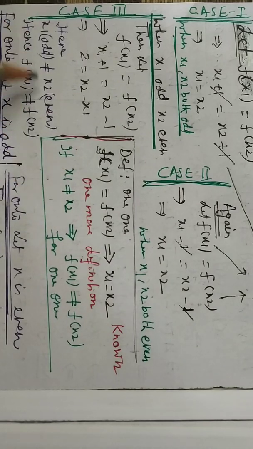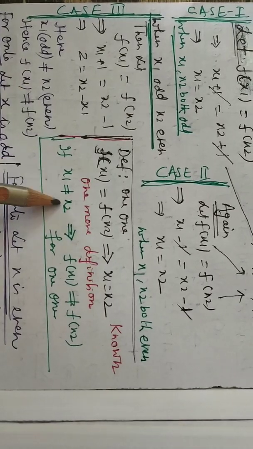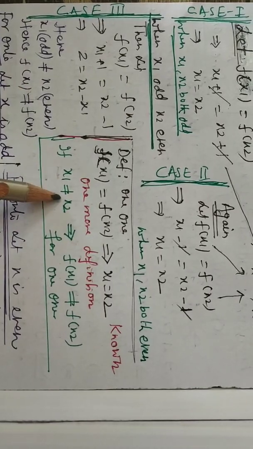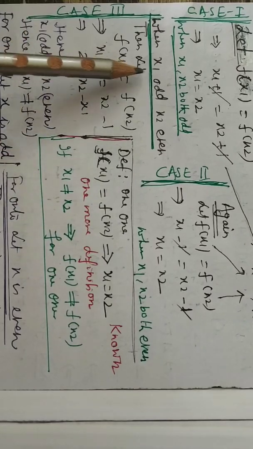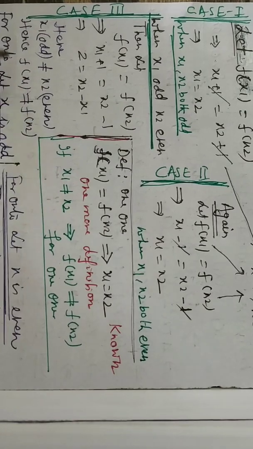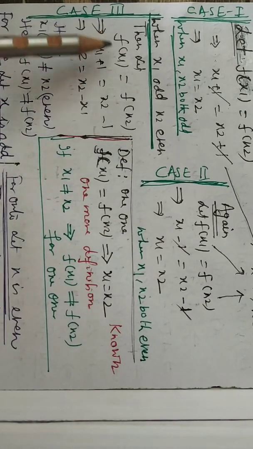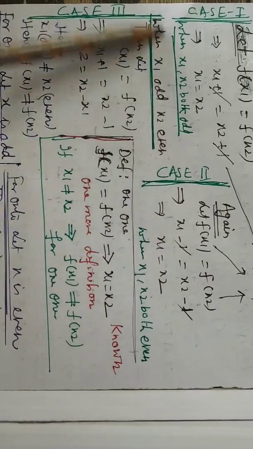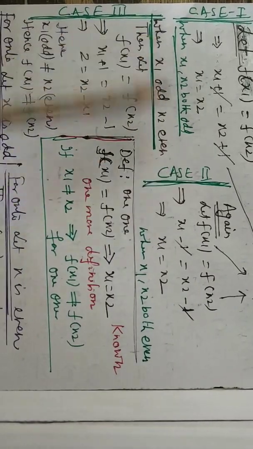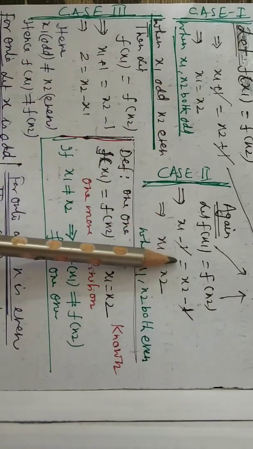Hence, since x1 is not equal to x2, because x1 has been taken as odd and x2 has been taken as even, so not equal, then f(x1) is not equal to f(x2). Hence again we are getting the function is one-one. If you are feeling any difficulty, you can remove this case 3. But 2 cases must be taken.